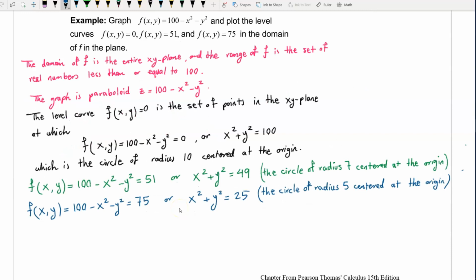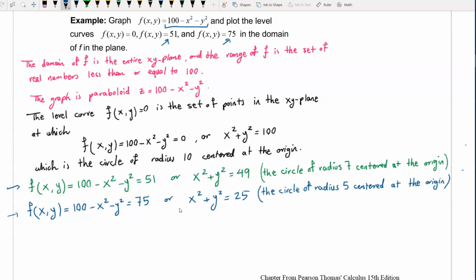So now we're going to repeat this, and here we have 51, and here is 75. So f of x, y equal to 51, and again use what we have here. So here we have f of x, y equal to 100 minus x squared minus y squared equal to 51, or we have x squared plus y squared equal to 49. So this means here we have a circle of radius 7, and the center is 0, 0. So it is centered at the origin.